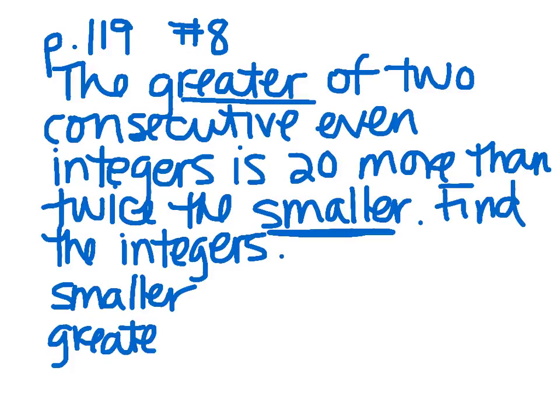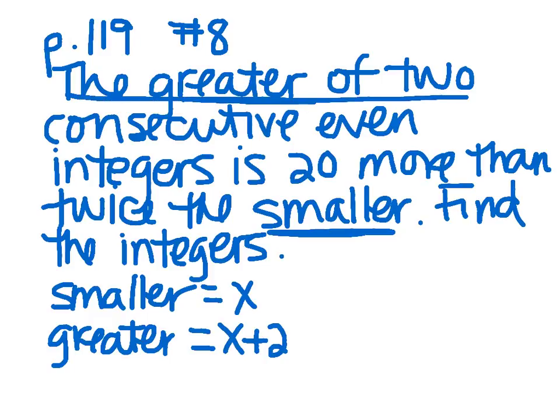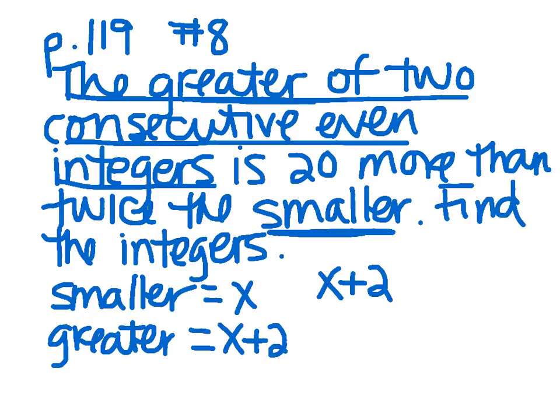But that doesn't change the fact that if I have an even integer, one even integer, the next consecutive even integer is 2 more than the first. So if one of them is x, the next is x plus 2. Now, let's go back and look at the words and translate. The greater of two consecutive even integers. Well, what are we calling the greater of two consecutive integers? Translate into x plus 2.